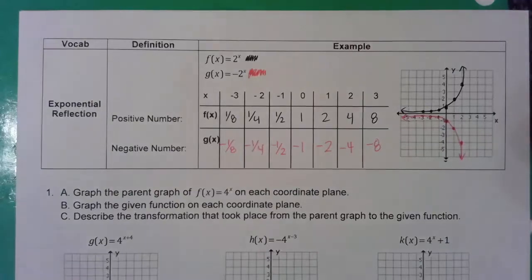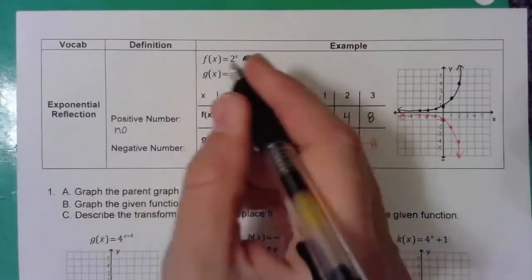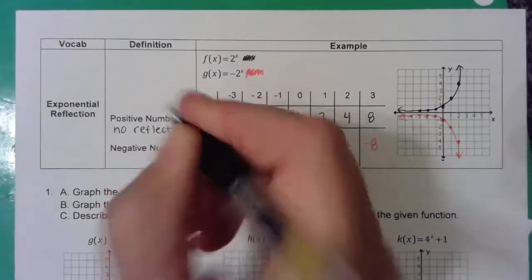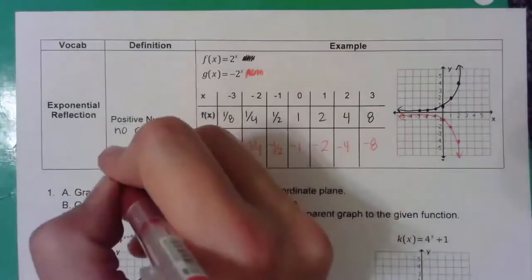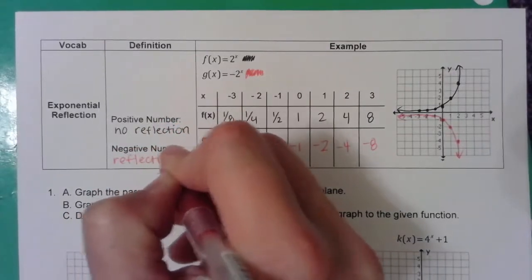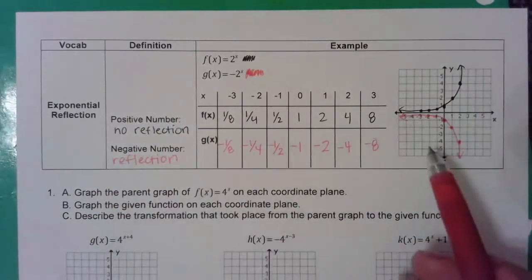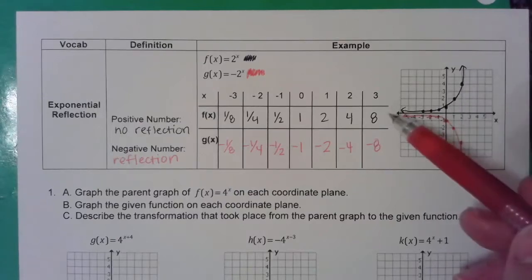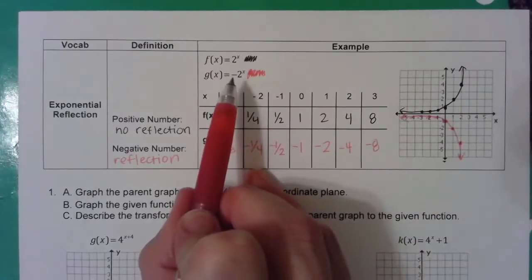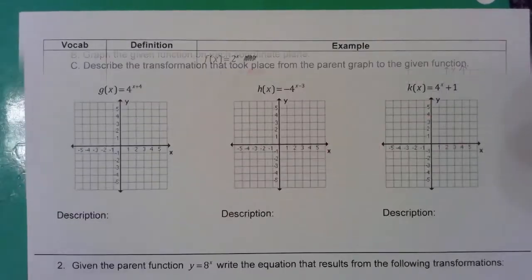So if there's a positive number out front, that's the regular one that we graphed first, there's no reflection. But what happens in red when there's a negative number out front, there's a reflection. And you can say that there's a reflection or that there's a reflection across the x-axis. So it takes the normal graph that's up here on the top and it kind of looks like a mirror and it flips it down here to the bottom. And again, it's that negative out front that makes that happen.